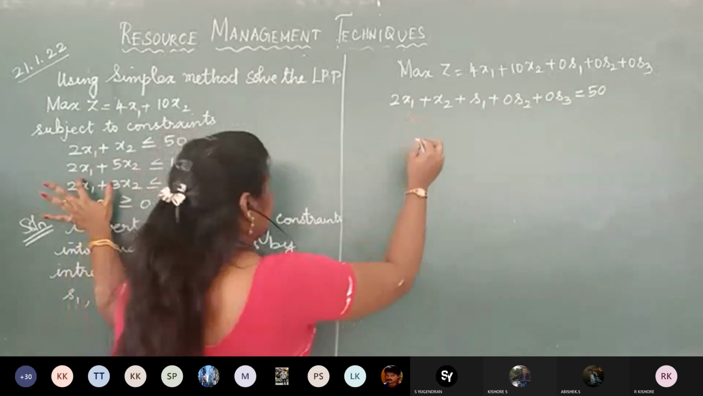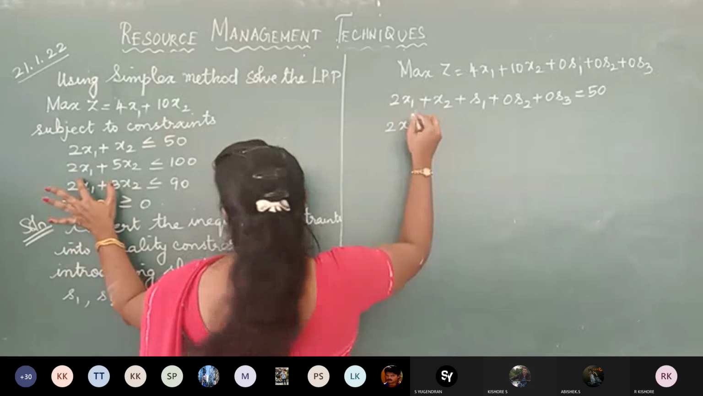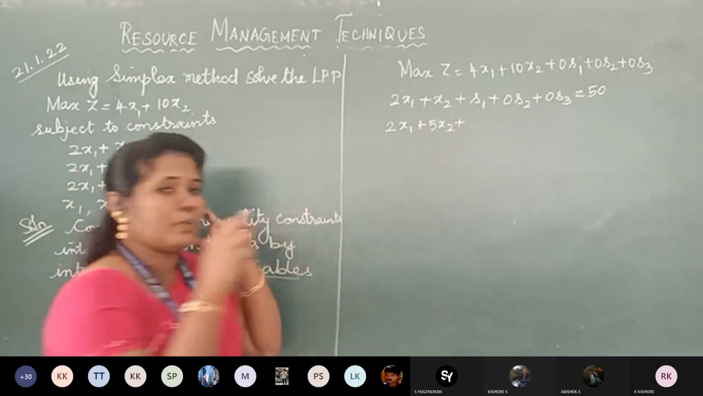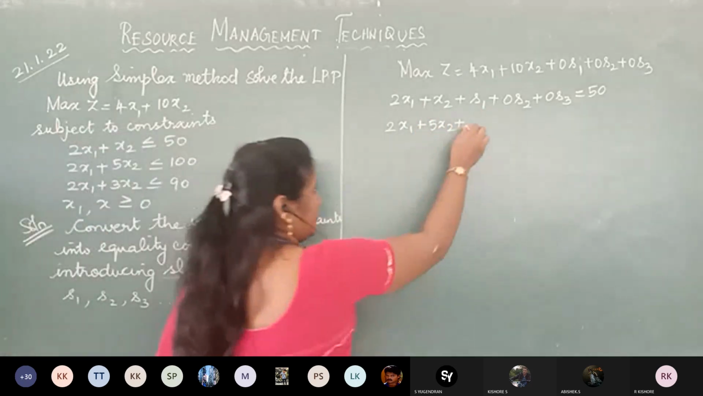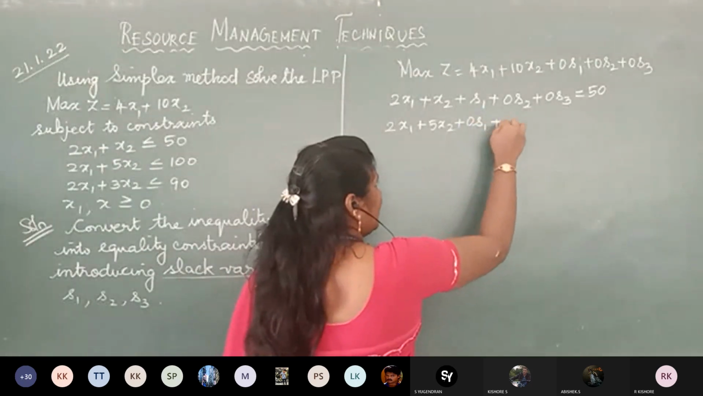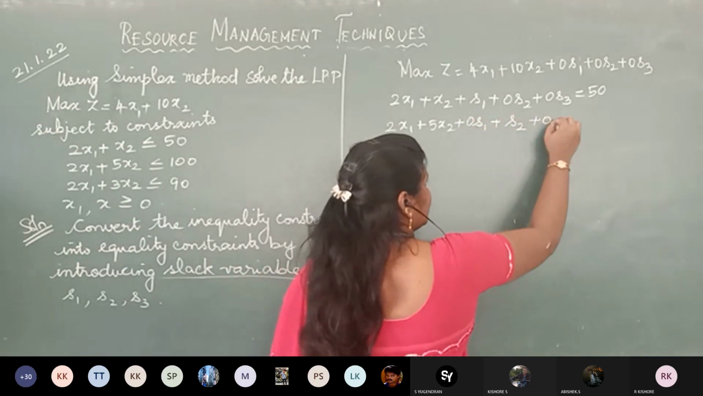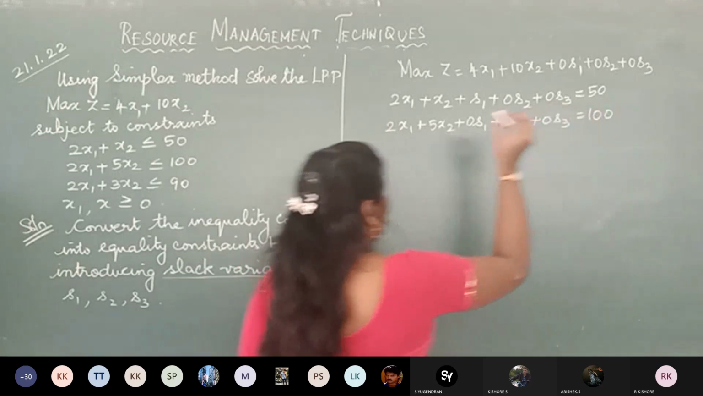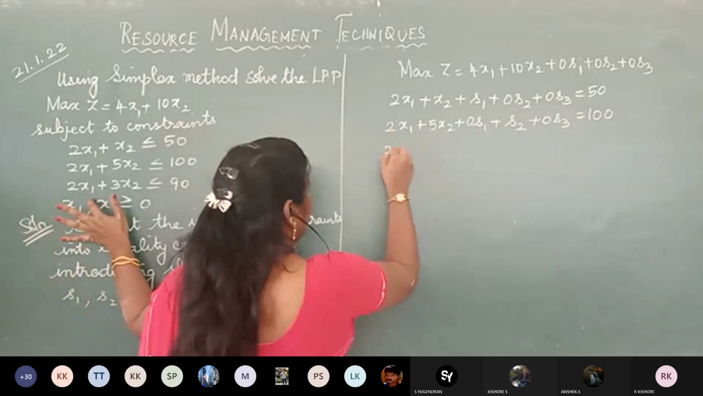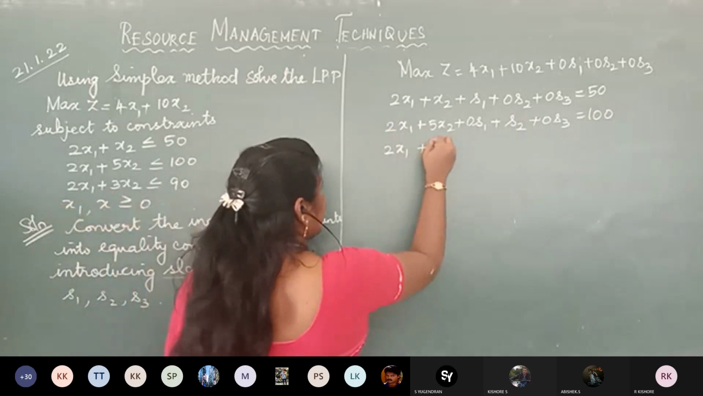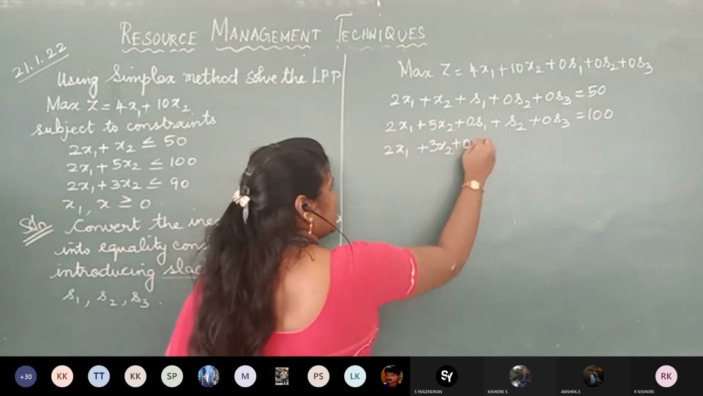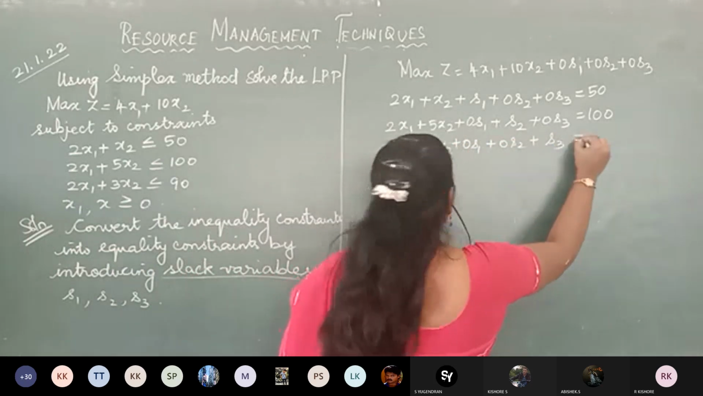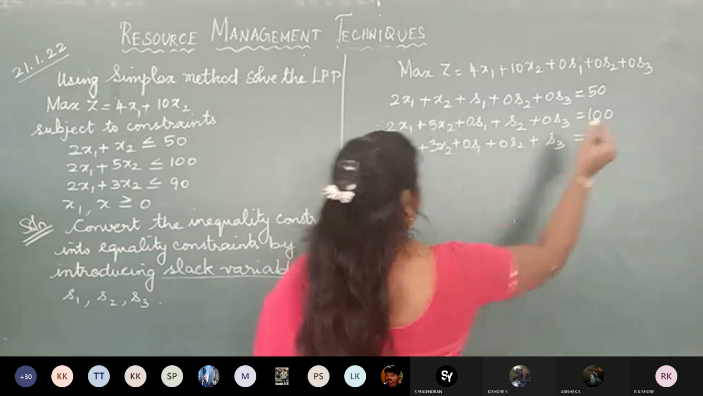Okay. Similarly, for your second constraint, 2x1 plus 5x2, I've given S1 for your first inequality. So in your second inequality, you will take 0s1, this you will take as S2, and this is 0s3, which is equal to 100. Similarly, for the third inequality, 2x1 plus 3x2, you will take 0s1 plus 0s2 plus s3, you will take it as 1, and equal to 90.